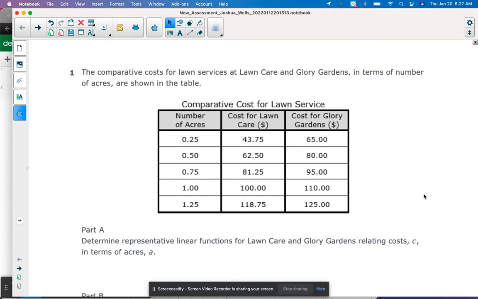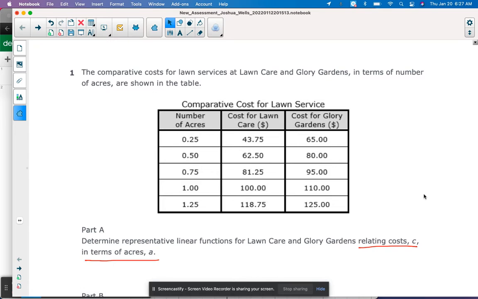So the thing that we have to remember with a table is that we are going to be plugging it into Desmos. But before we can do that, we have to split this table up. So number of acres is going to be consistent in this equation. For part A, we need to determine representative linear functions for lawn care and Glory Gardens relating costs C in terms of acres A. So we have to understand which of these is going to be X and which of these is going to be Y.